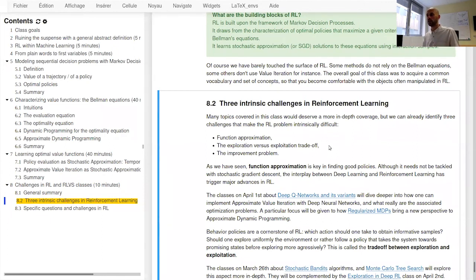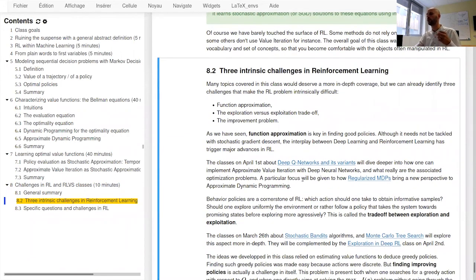As we have seen, function approximation is key in finding good policies. Although it need not be tackled necessarily with stochastic gradient descent, the interplay between deep learning and reinforcement learning in recent years has triggered major advances in reinforcement learning. This is why one full day of RLVS is dedicated to this question of function approximation with deep neural networks. So the classes on April 1st about deep Q networks and its variants will dive deeper into how one can implement approximate value iteration with deep neural networks and what are really the associated optimization problems and optimization landscapes. On that topic of optimization landscapes, that is why particular focus will be given to regularized MDPs to bring a new perspective to approximate dynamic programming.